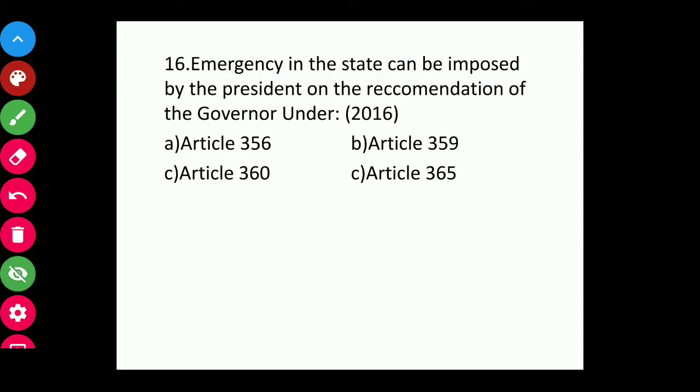Number 16. Emergency in the states can be imposed by the President on the recommendation of the Governor under A, Article 356, B, Article 359, C, Article 360, and D, Article 365. So the answer is Article 356.